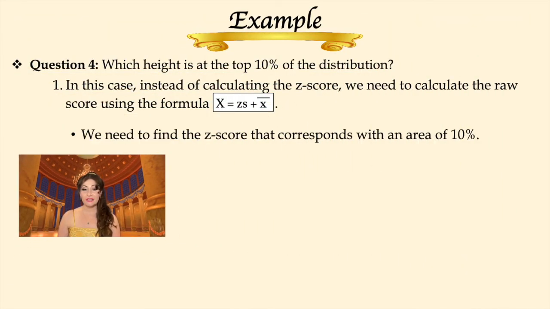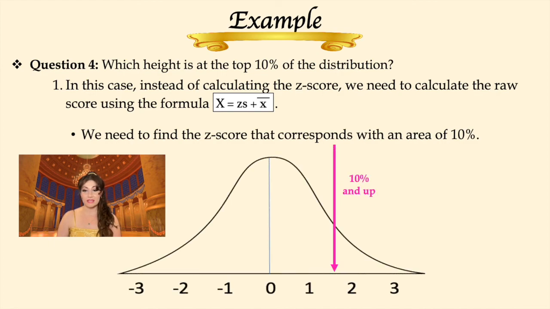So if we need to find the z-score that corresponds with this area, it's going to be around this vicinity here. We know if we're talking about top 10%, it means 10% and higher. So we need to find the z-score that corresponds with an area of 10%. And because we're talking about top 10%, this is again going to tell us that we're looking for the area to the right of the z-score, the top 10%.